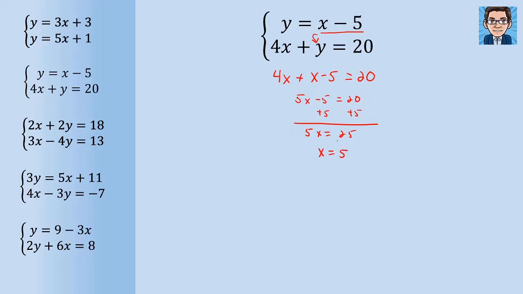Now, to get y, we can put it into either equation. I usually take whichever equation looks easier. Obviously, putting x into the second equation and solving it would be a little more difficult than putting it into the first one. So we might as well use the first equation. So y is going to equal x minus 5. So y equals 5 minus 5, or y equals 0. So our answer for this is x equals 5 and y equals 0, and that would make both of these equations true.